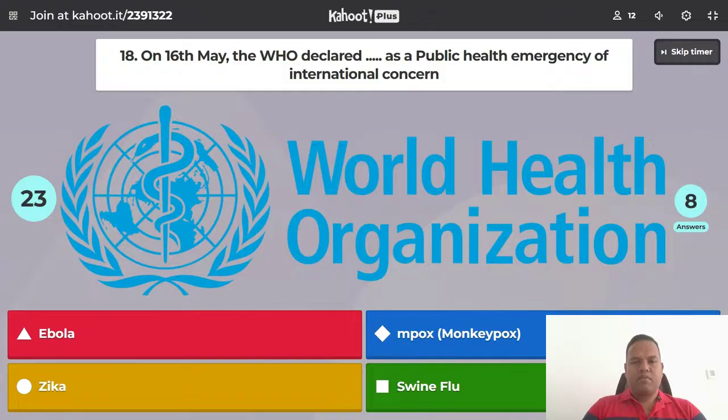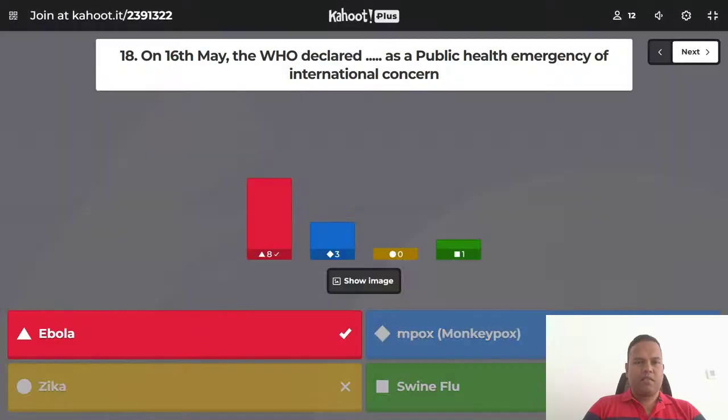Was it Ebola? Was it Mpox or monkeypox? Or was it Zika or was it swine flu? On 16th May, the World Health Organization declared Ebola again as a public health emergency of international concern, like they did for COVID, like they did for Mpox. I believe the Mpox was declared in 2023.